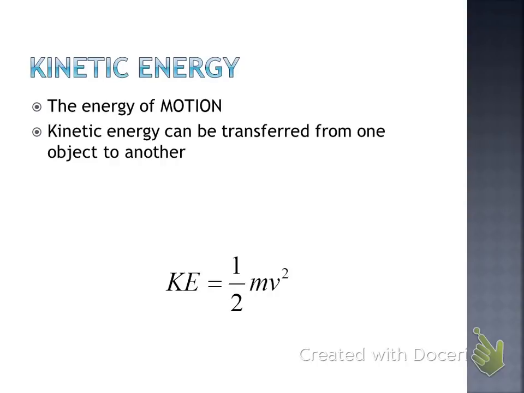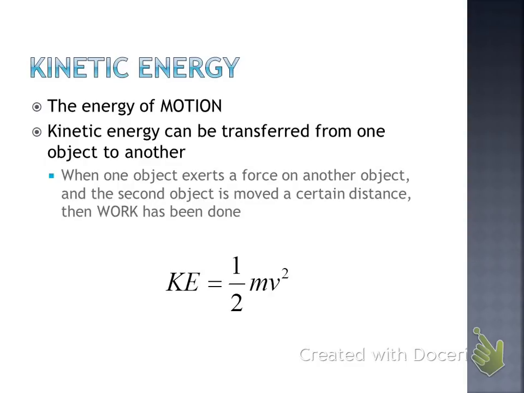Same thing when you contact any type of object. When you hit a ball, you hit a golf ball, any sort of contact that can be made and moves an object, we're applying a force to move an object a certain displacement. That's energy. So we're transferring that energy from one object to another. Okay, so when one object exerts a force on another and the second object is moved a distance, that means that work has been done.